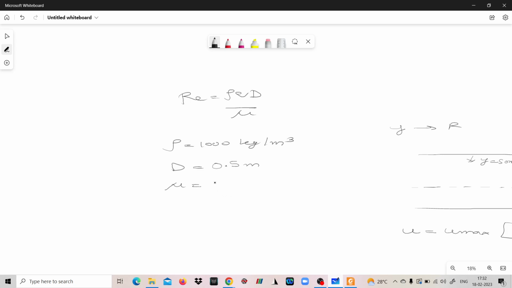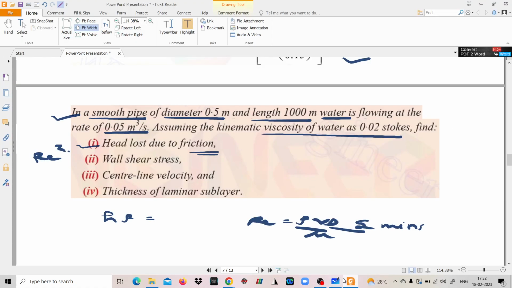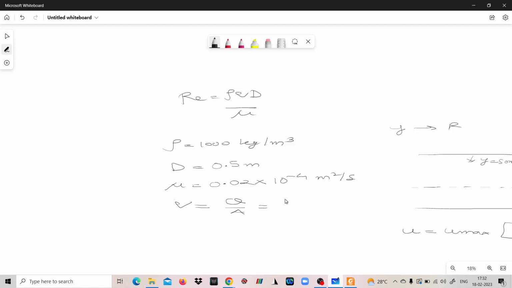So 0.02 Stokes converts to 10 to the power minus 4 meter square per second, and v is nothing but the average velocity. So what is the average velocity? Average velocity is discharge by area. Discharge is given to you, 0.05 meter cube per second, divided by area, which is pi d square by 4.